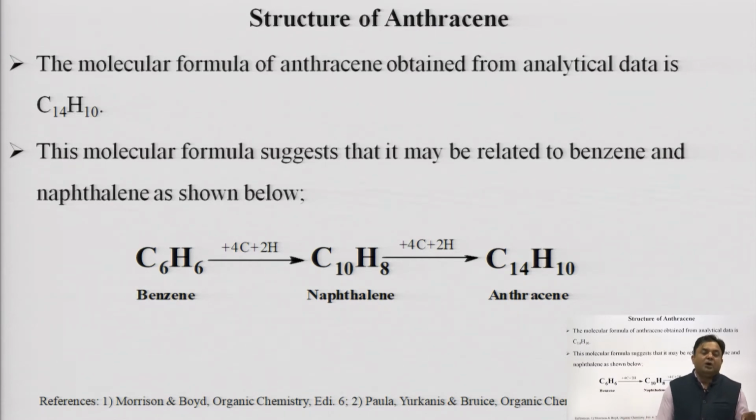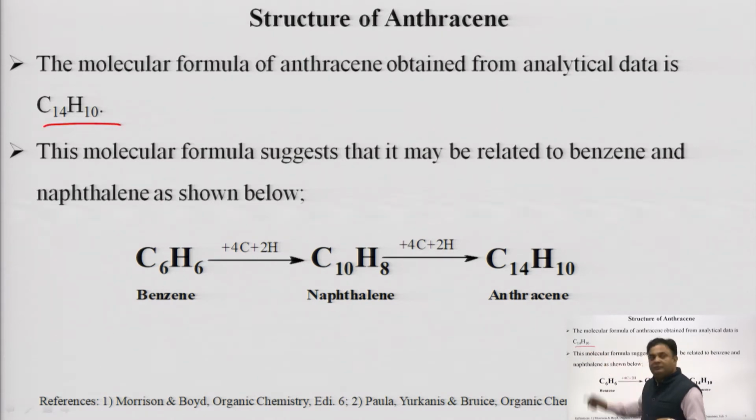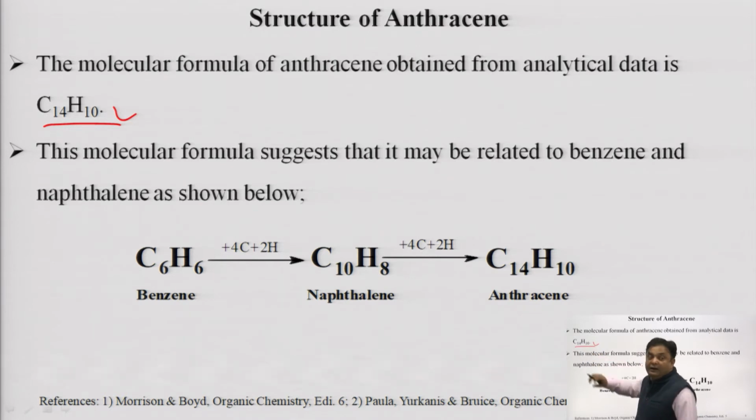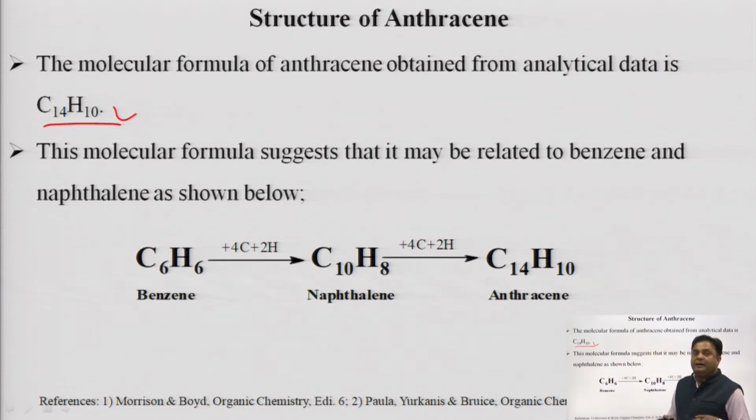After elemental analysis and mass spectroscopy, it is clearly found that the molecular formula of anthracene is C14H10. Phenanthrene also has the same molecular formula, because of that both are known as isomers of each other. This molecular formula suggests that it is a highly unsaturated product. The carbon number is more than the hydrogen number, so it clearly indicates a very unsaturated product like benzene.